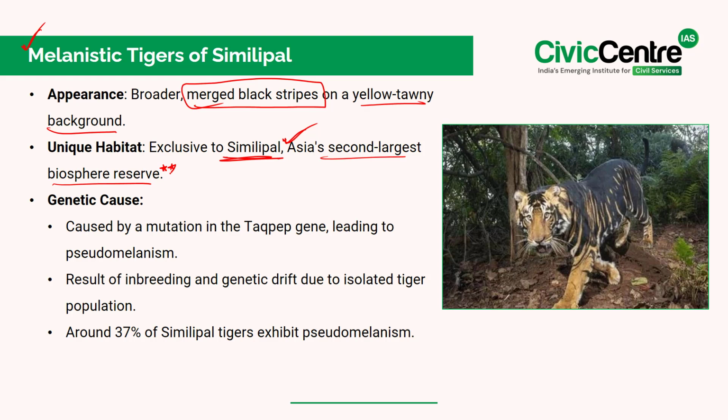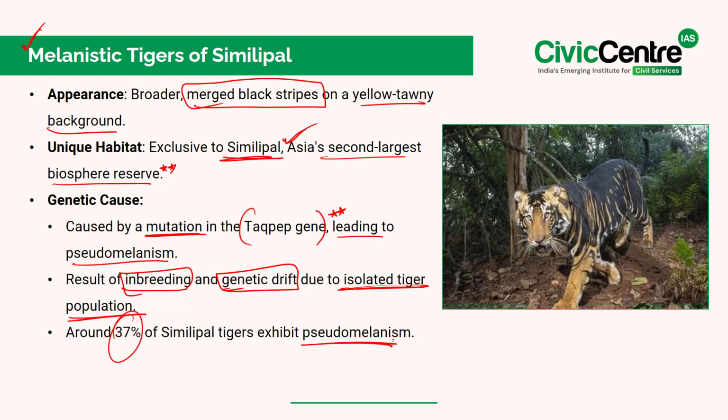Scientific studies have revealed that the melanism in Similipal tigers is caused by a mutation in the Taqpep gene, leading to pseudomelanism. This condition is the result of inbreeding and genetic drift, as the tiger population in Similipal remains largely isolated from other tiger populations in India. Further, research conducted by the National Centre for Biological Sciences in Bengaluru confirmed that this unique mutation is not found in any other tiger populations across the country, making Similipal's tigers an important subject of genetic and conservation studies.